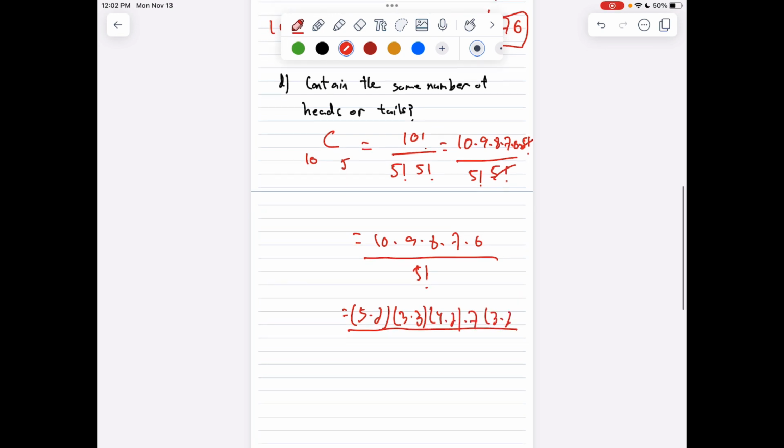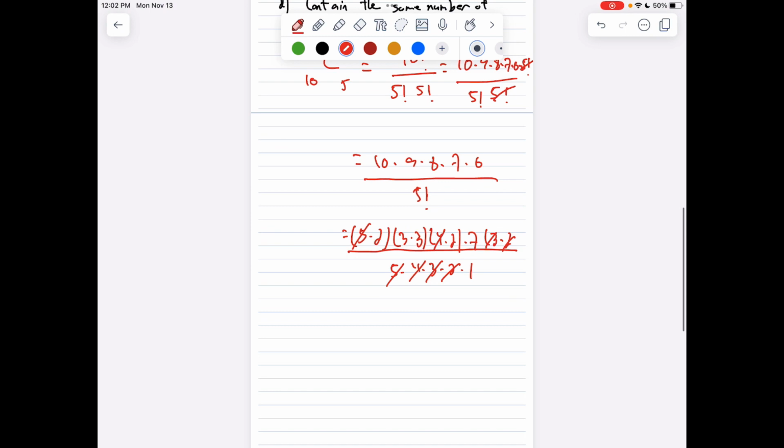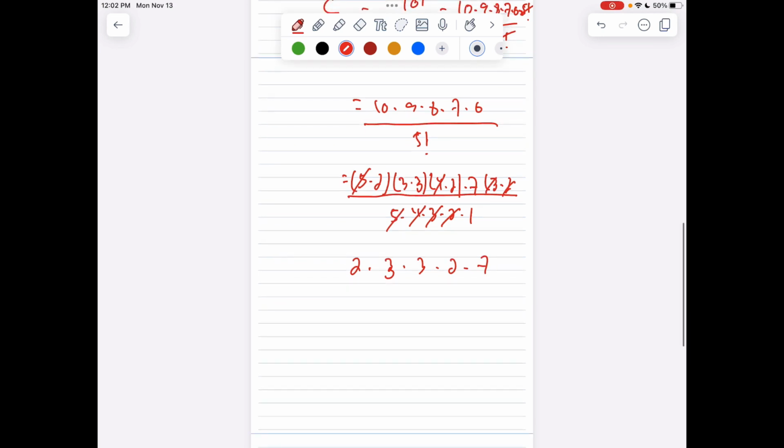The reason I did that was because 5 factorial is saying 5, 4, 3, 2, 1. And each one of the factors in that 5, 4, 3, 2, 1 is taken up by what we have on the top. So the 5s cancel, the 4s cancel, the 3s cancel, and then the 2. And you would have 2 times 3 times 3 times 2 times 7. So this would be 36 times 7, which comes out to be 252. So you have 252 outcomes.